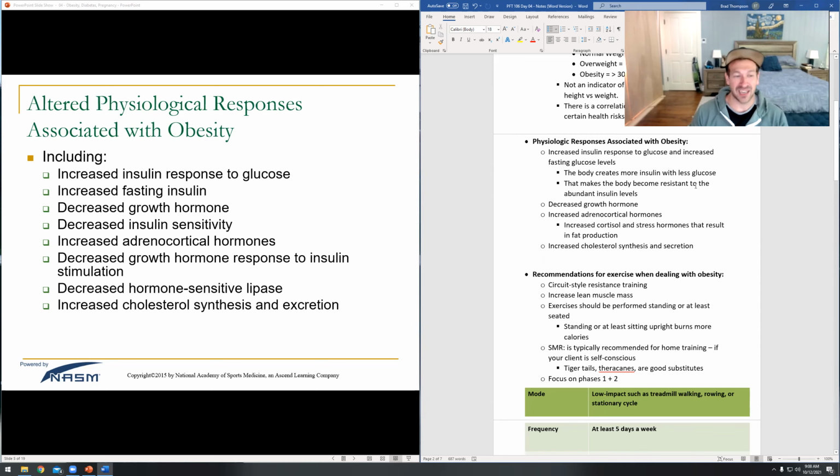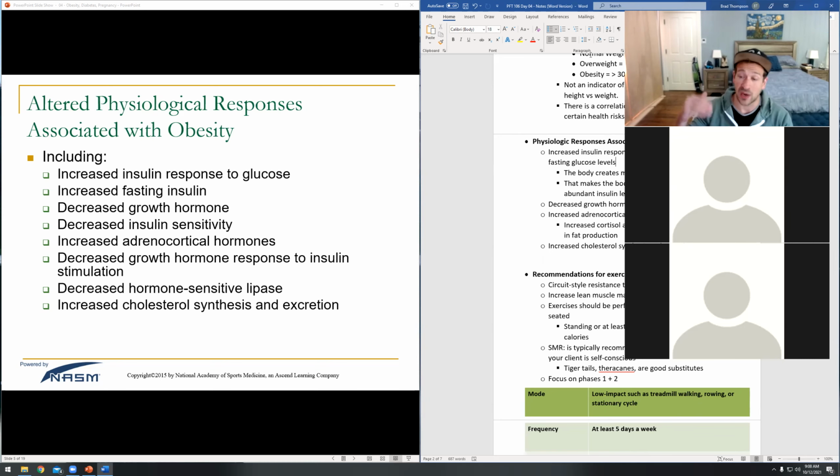All right, so negative effects. We've already talked a little about this, so I'll move through it quickly, but we do see an increased insulin response to glucose, which leads to an increased fasting glucose level. Here's what's weird about this. One of the reasons obesity is so bad for us is your body will make more insulin in response to glucose coming into the bloodstream. That sounds like it's not that dangerous. Of course there's more sugar coming in, so our body makes more insulin. What's wrong with that?